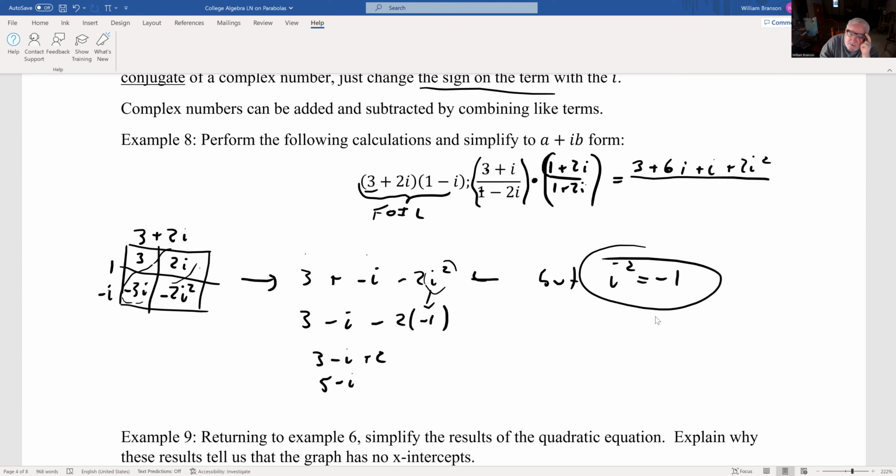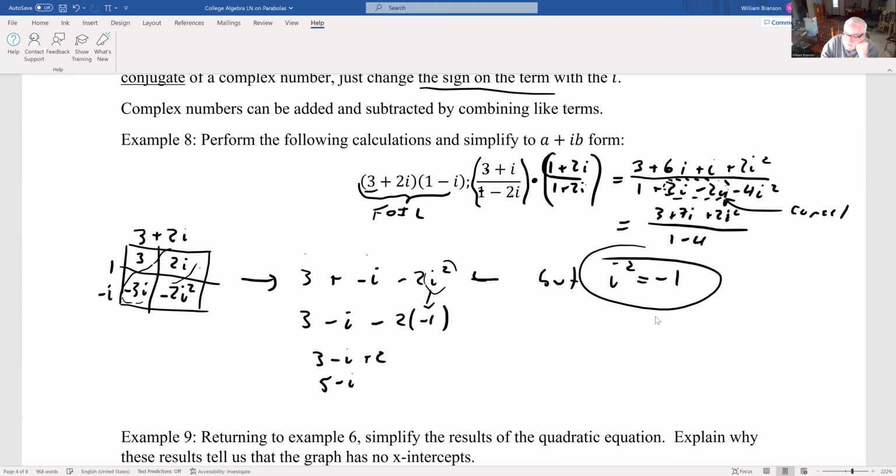Underneath, you get first is 1. Outer is a plus 2i. Inner is a minus 2i times 1, so that's a minus 2i. And last is minus 2i times plus 2i, so it becomes a minus 4i squared. And this is why we multiply by the conjugate. These two terms cancel out. So what does that give me in the top? I have a 3 plus 7i plus 2i squared. And on the bottom, I have a 1 minus 4i squared.